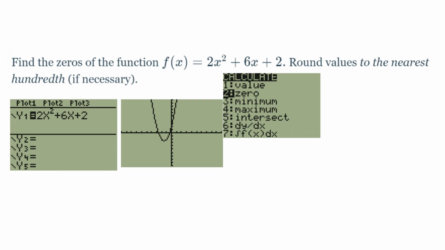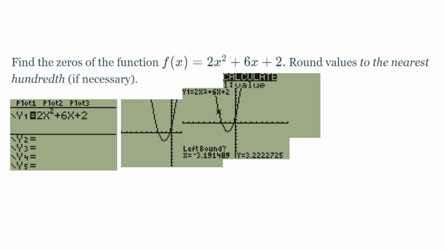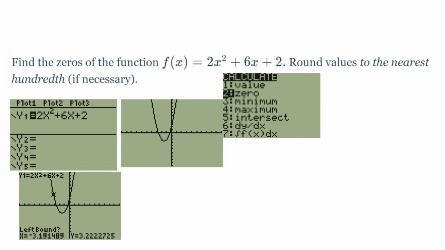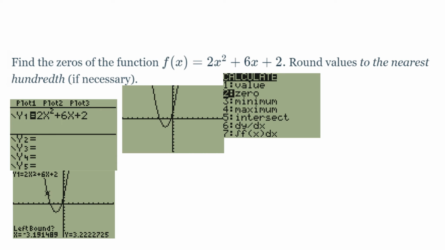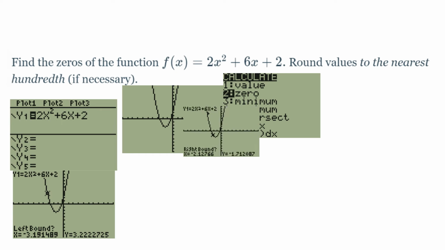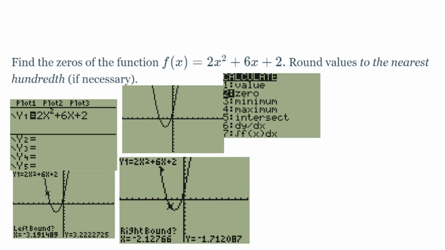And our calculator is going to start asking us questions after we hit 0. The first question it's going to say is left bound. So I'm going to move my spider left of the, there are 2 solutions. So I'm going to move my spider left of the left solution. There's my left bound. And I'm going to hit enter. The next question it's going to ask me is right bound. And I'm going to move my spider to the right of the solution.